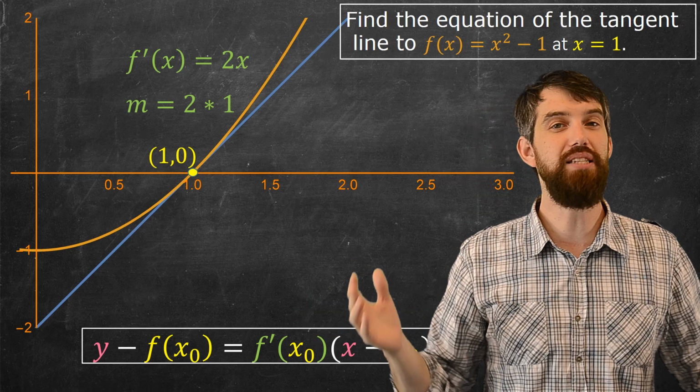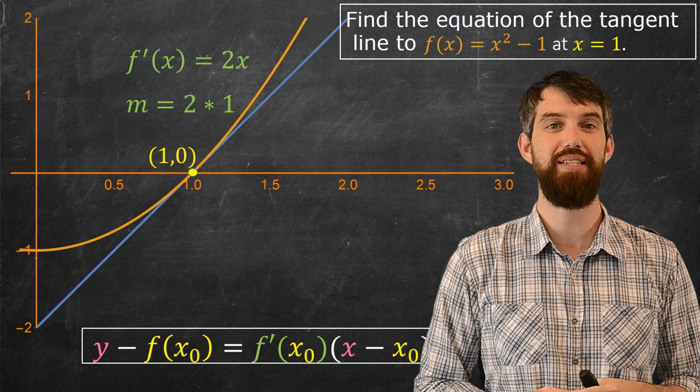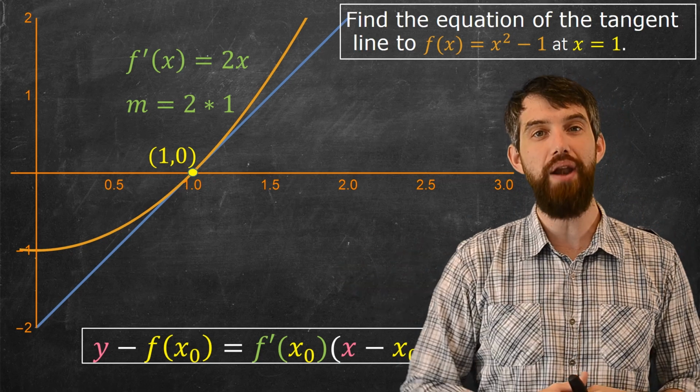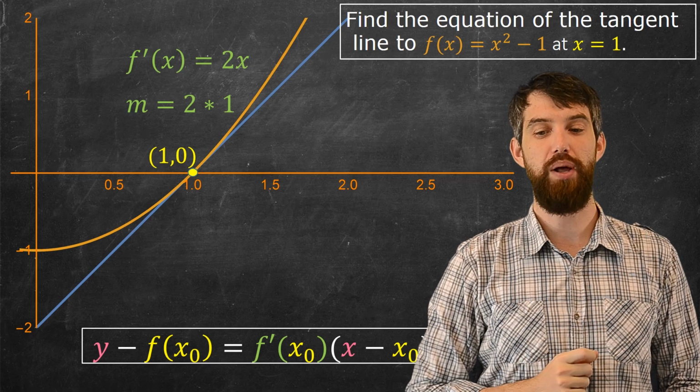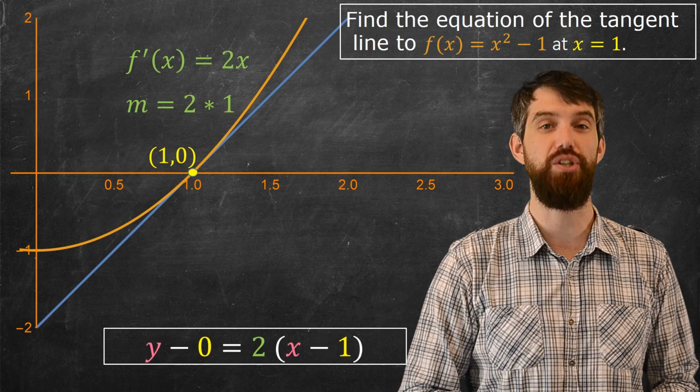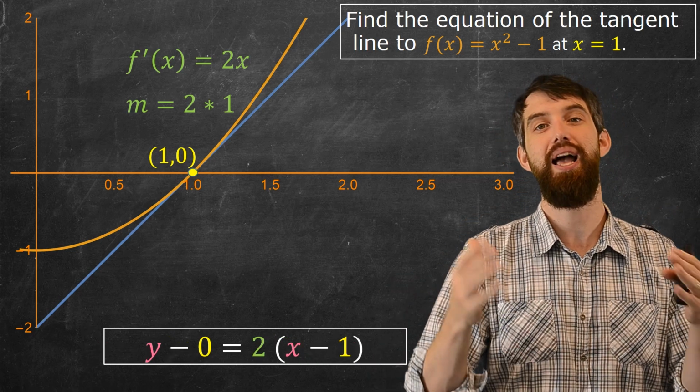All that remains is for us to plug in the values for our specific example. Our x naught here is 1, our y naught is 0, and our m is 2. Plug all those things in, and that's what I get: y minus 0 is equal to twice x minus 1.